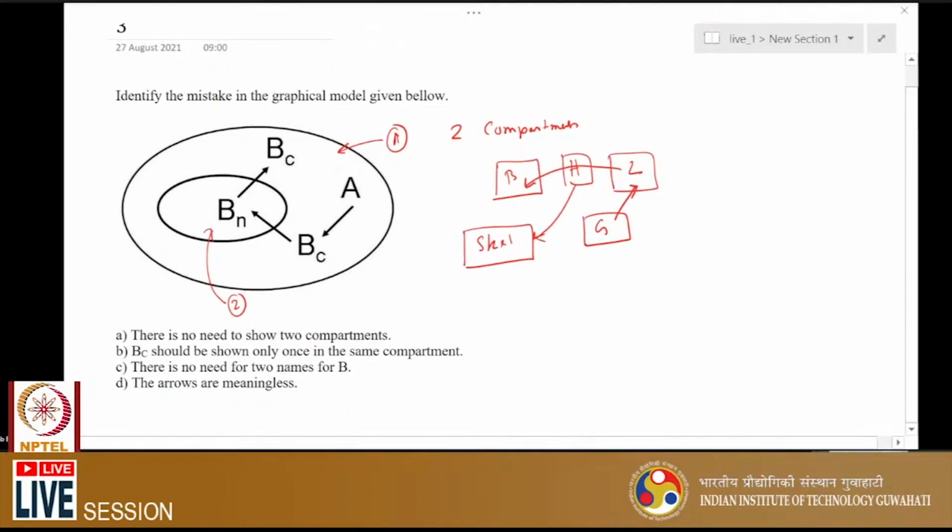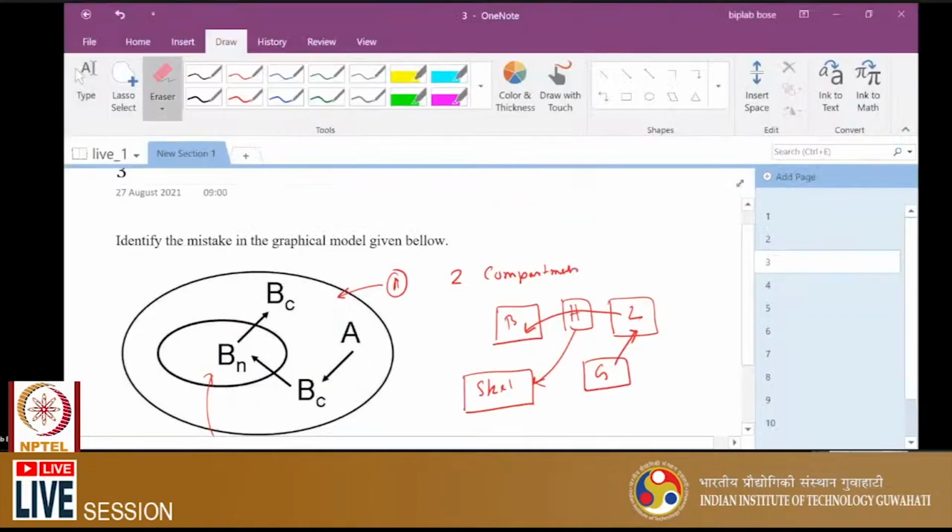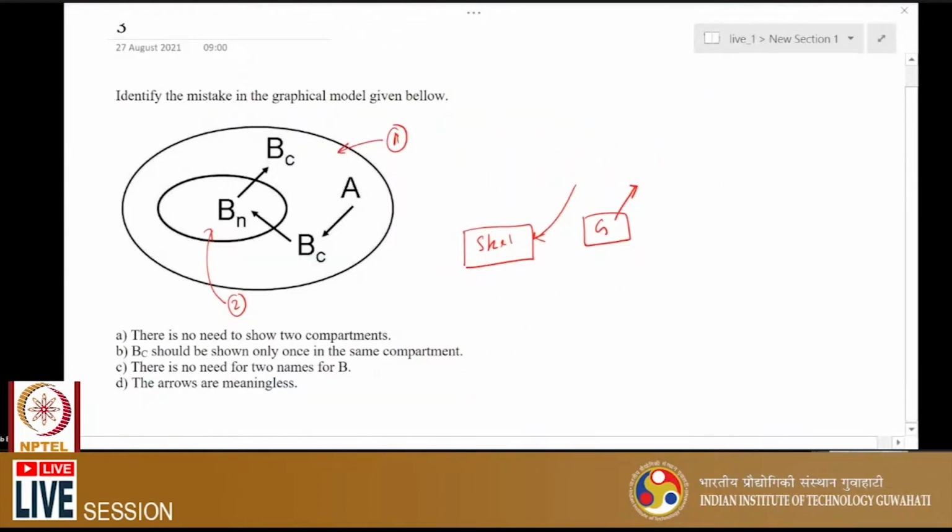In this problem, what do you think is a major mistake? If the idea of compartment is clear, can someone answer? What is the major mistake in this diagram? Bharat, if you are there, can you look into this diagram and say what the problem is in this graphical model diagram that I have drawn? What is the mistake? Okay, if it is not coming, let me give you the answer.